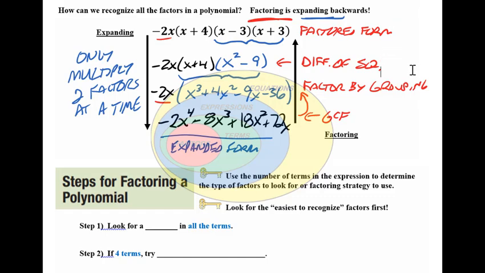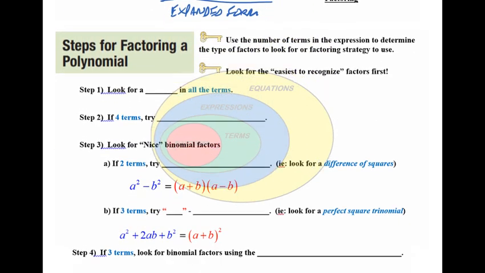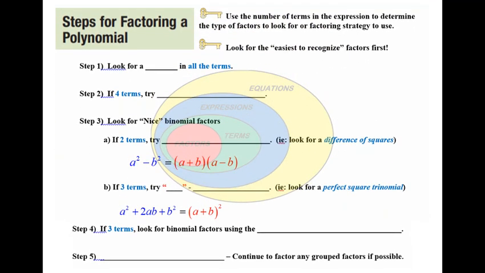So I just want to generalize this into a strategy, basically. A couple of things: first of all, we're going to use the number of terms in the expression to determine the type of factors to look for, or factoring strategy to use. So the number of terms is going to be the indicator. And the other thing that I like to think of is look for the easiest to recognize factors first. So when I'm factoring a polynomial, the easiest ones to recognize, I want to do those first.